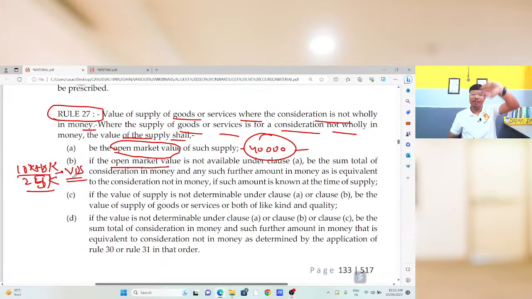So first option, if the open market value is available, in that case we are going to take that open market value. If the open market value is not available in the market, in that case the money consideration which I am going to pay to that particular person plus the price of that printer, we are going to add these two figures and decide the value of supply.